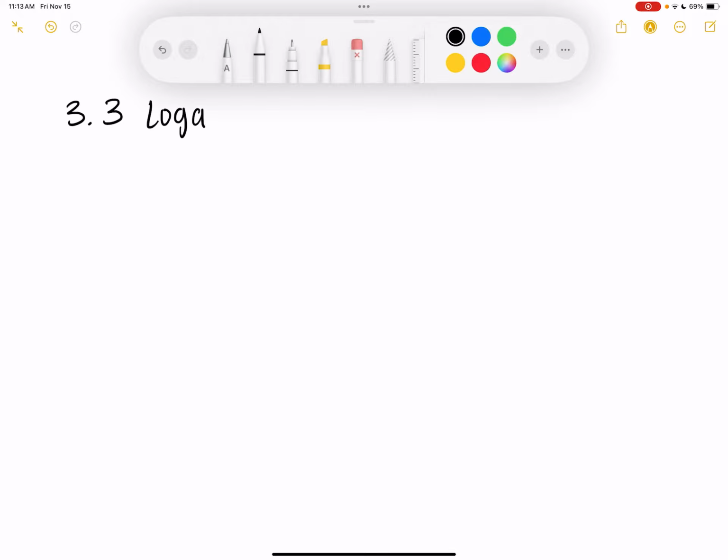3.3, logarithmic functions and their graphs. We're not really doing the graphing part, just solving the logarithms, because you can mainly do that on your calculator. So we're going to jump right into solving logarithmic equations.